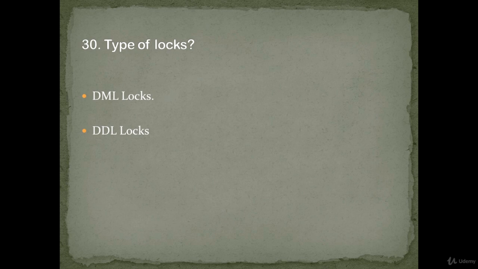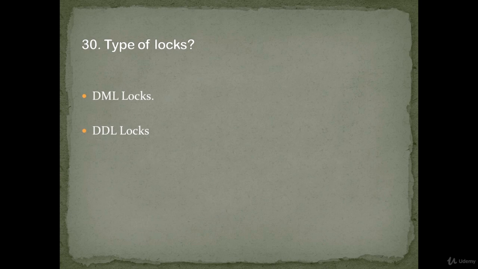Types of locks. It is not a lock on your door. It is the type of lock which is used in Oracle. The first is DML lock and the second is DDL lock. You know the meaning of DML? Data manipulation language. Like insert, update, delete, these are all DML. So you can lock DML, like insert, update, delete on any table, on any schema, etc. DDL, create, drop, alter. So the second type of lock is DDL lock.